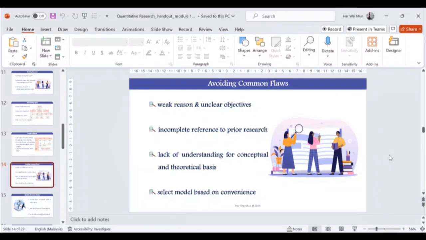Okay. There are some common flaws that we tend to encounter, or sometimes very experienced researchers also may do. So if it's your first time doing research, then you mostly encounter this problem. First is weak reason, right?